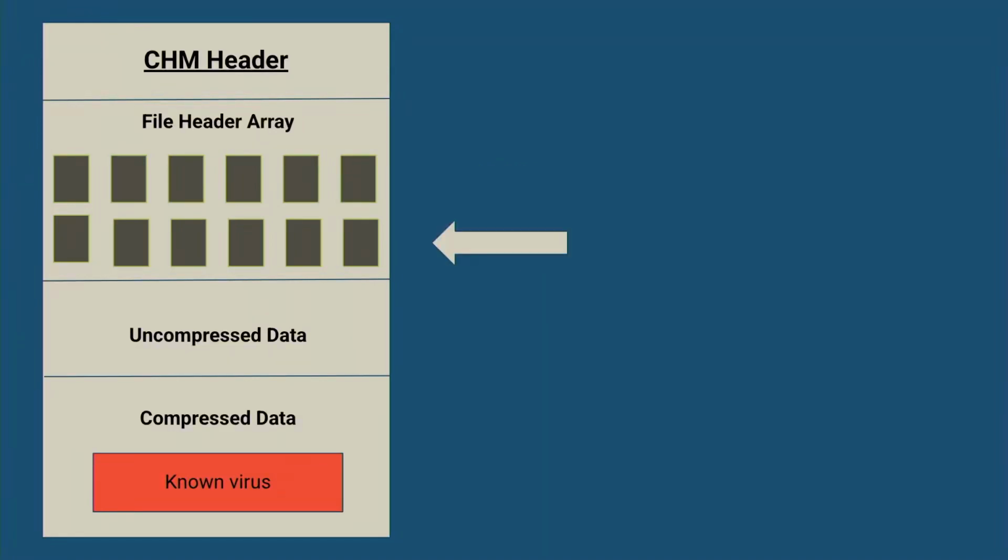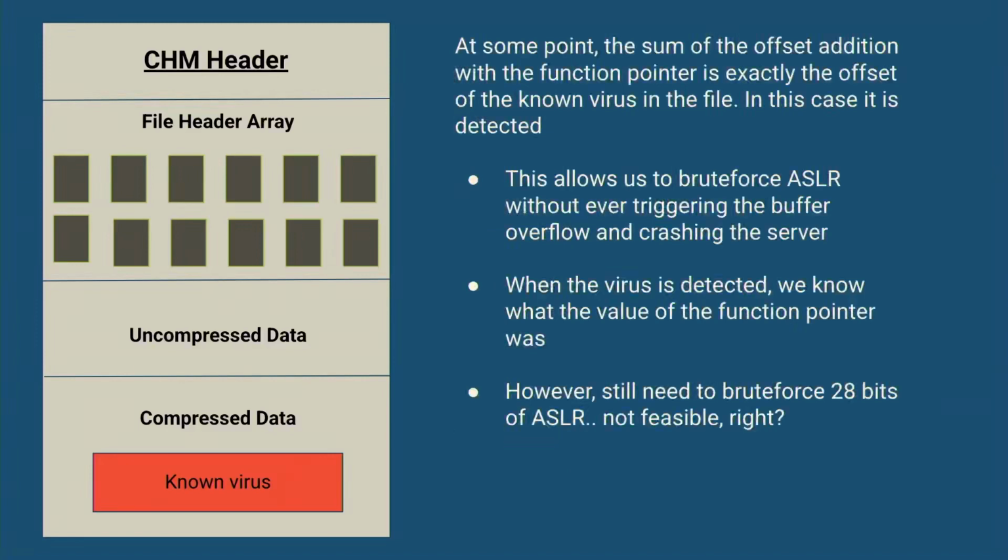So say we just scan multiple times, only change the offsets, we seek here, here, here. Suddenly, we seek to the beginning of the known virus. And that means the virus is detected and the signal is sent back to the attacker. So again, if we increase the offset, at some point the offset addition will result in the exact offset for the known virus, which means we can derive the value of the function pointer from here. Because it's a simple addition, we can just change the equation and then we know what the function pointer was.